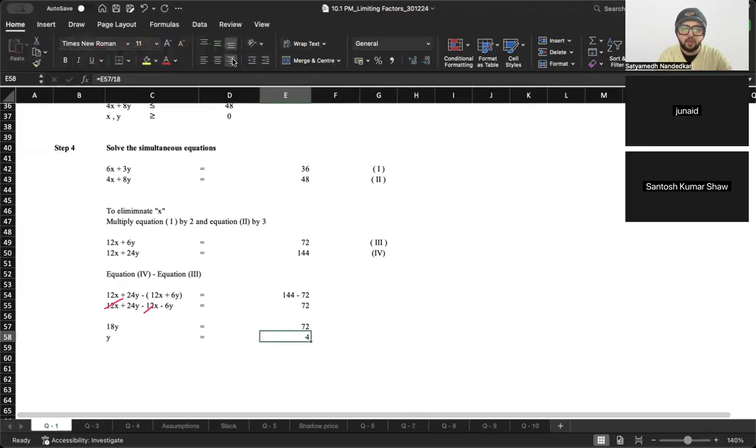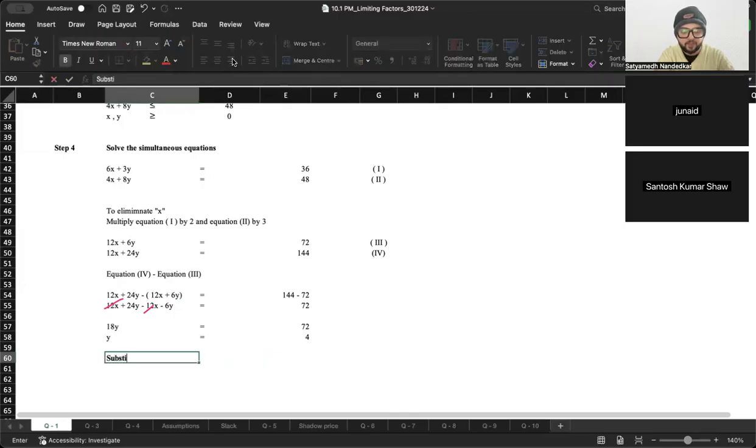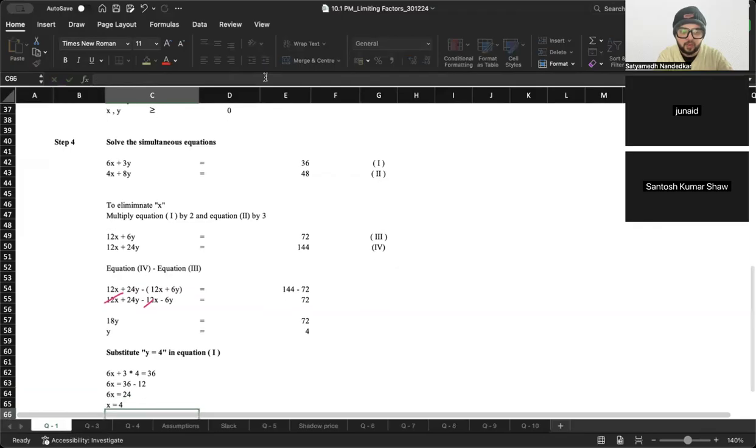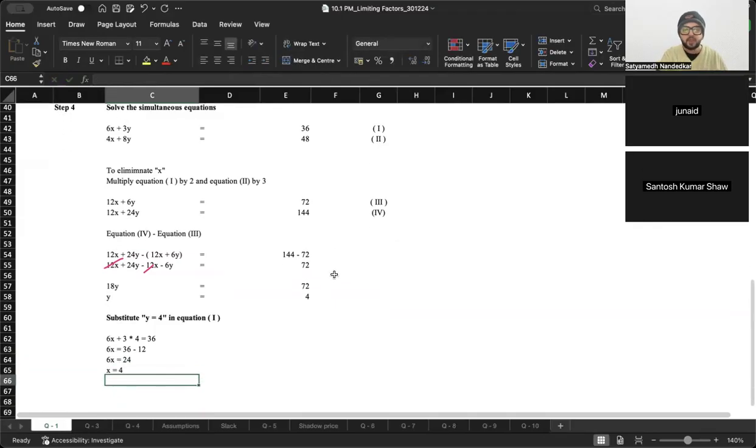Now I have to substitute y equal to 4 in one of the equations. Okay, substitute y equal to 4 in equation 1. 6x plus 3 into 4 equal to 36. So 6x is equal to 36 minus 12. 6x is equal to 24. X is also equal to 4.